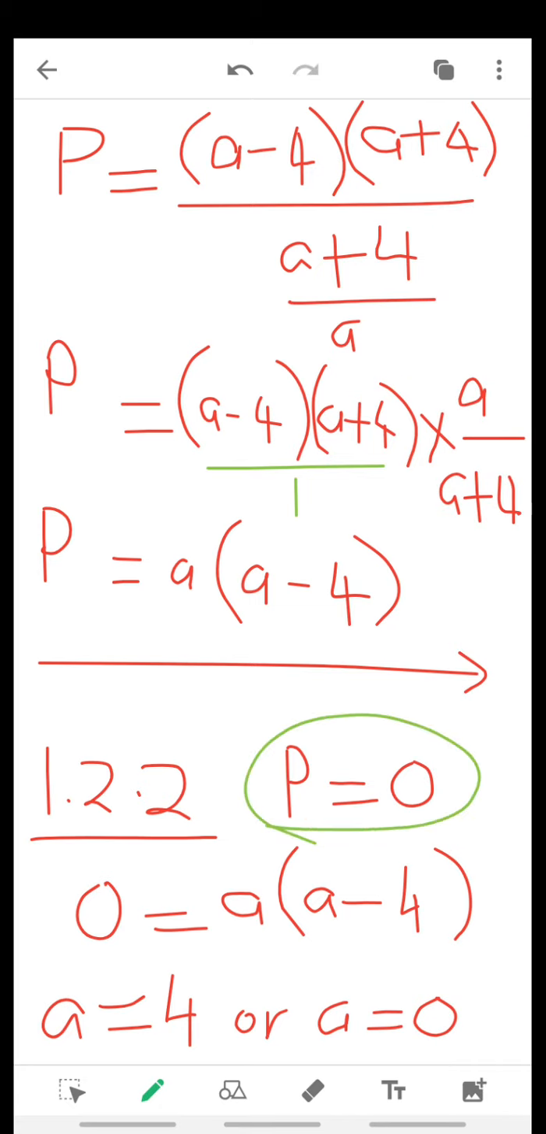Where there is p, we must put 0. And remember, p was here. Okay, hence there's a 0. And then this is already factorized. Therefore, we're going to say a is equal to 0 or a minus 4 equals 0. You equate each of the factors to 0. Therefore, a is equal to 4 or a equals 0.